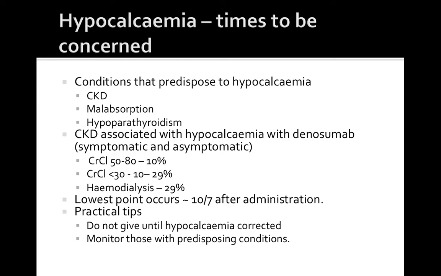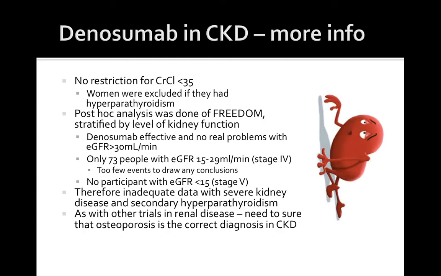So the practical tip is that if someone has a borderline calcium, you should really correct that before you give them denosumab. And anyone that's got a predisposing condition should make you really worry about giving denosumab, or at least watching them more closely. So coming to the kidney disease and a little bit more info, if someone has a creatinine clearance less than 35, for denosumab license there's actually no restriction for it, but the actual trial excluded people that had hyperparathyroidism, which you can see will slice out a lot of renal patients.